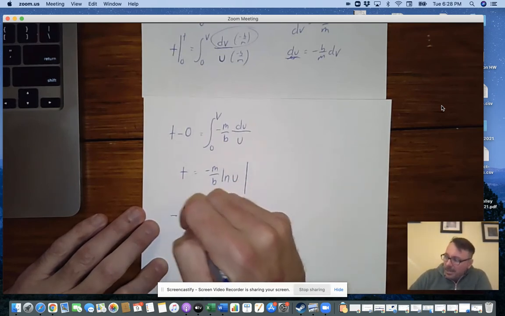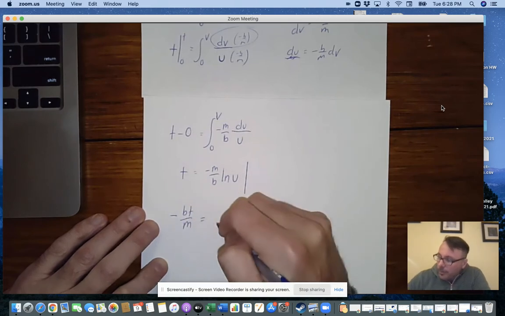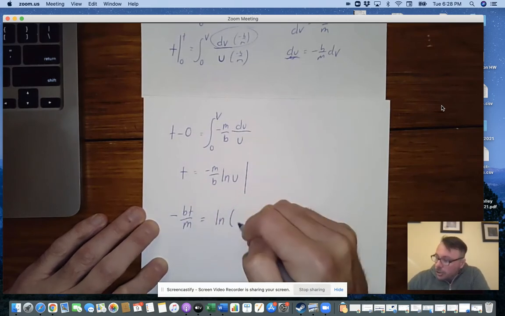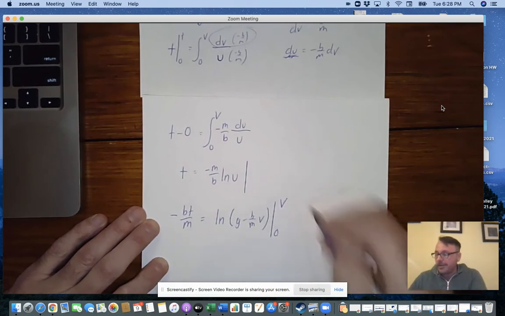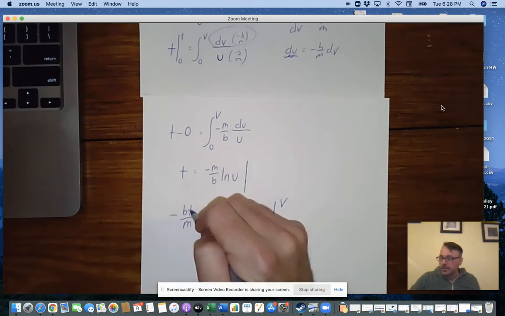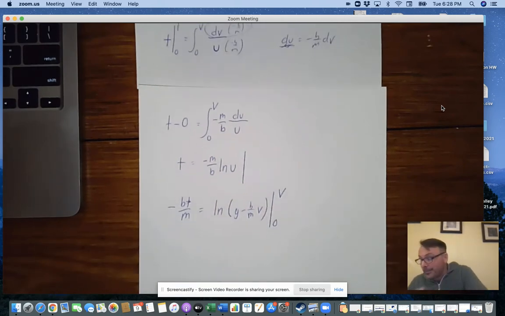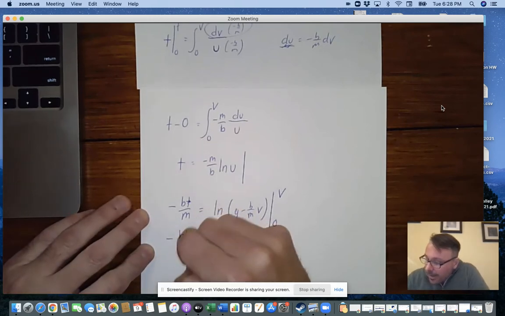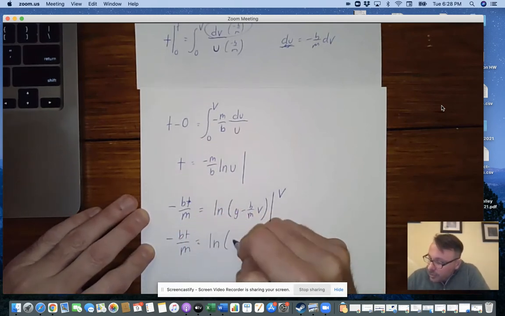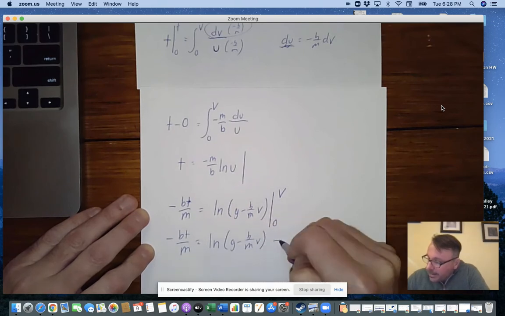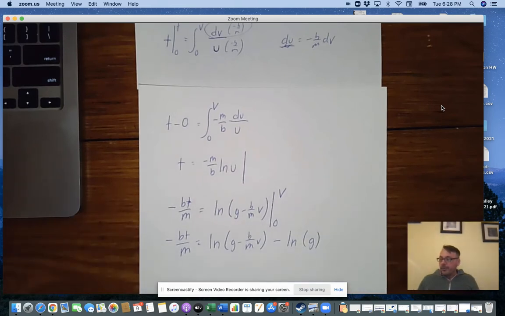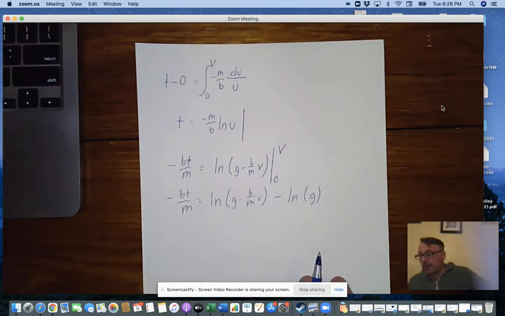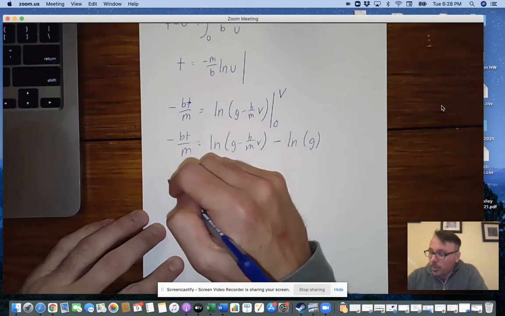So negative bt over m is equal to the natural log of g minus b over m v evaluated between 0 and v. Okay, I think it's just easier to have those constants over there rather than in the first. So negative bt over m is equal to the natural log of g minus b over mv minus the natural log of g, right? Because that second term goes away. So I've got two logs here. What I want to do eventually is combine them because I'm trying to solve for v here. So it'd be much easier if this side only had one term.